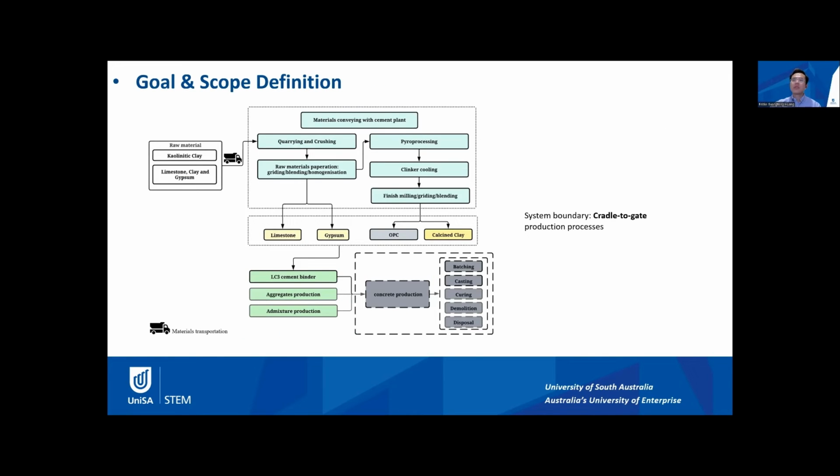The first is the goal and scope definition, which describes the model purpose and defines the system boundary. The LCA model system boundary considers a cradle to gate scenario, covering the manufacture stage from raw material extraction to LC3 cement production, as shown here. This process includes the raw material extraction, raw material blending, grinding, and powder processing, the clinker cooling, finish milling and grinding, material conveying within cement plants, the aggregate production, and admixture production. However, the concrete manufacture, including batching, casting, and curing, and demolition and disposal, is not considered in the cradle to gate system boundary.